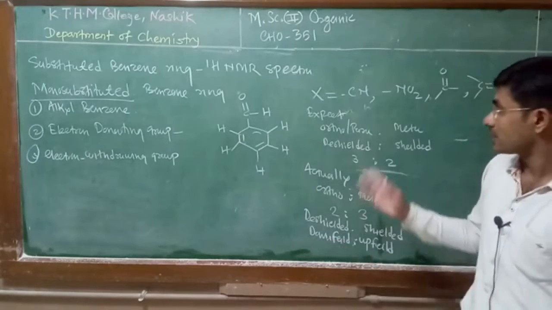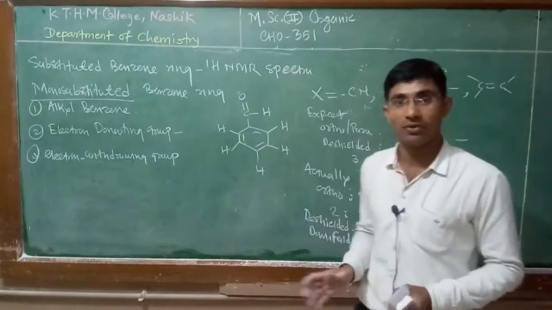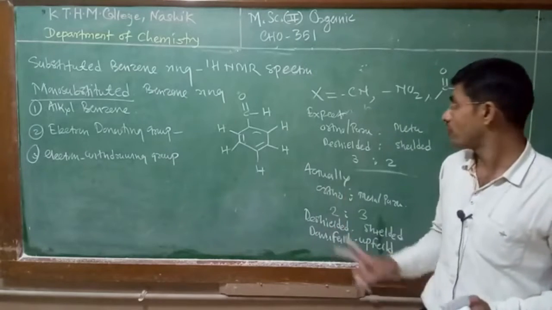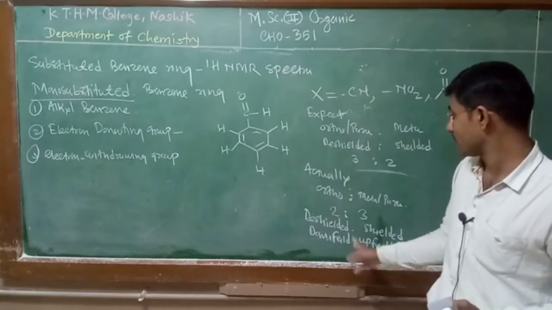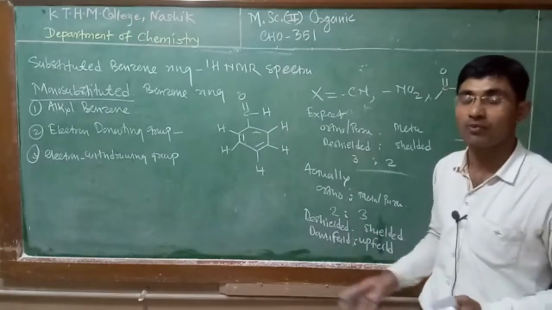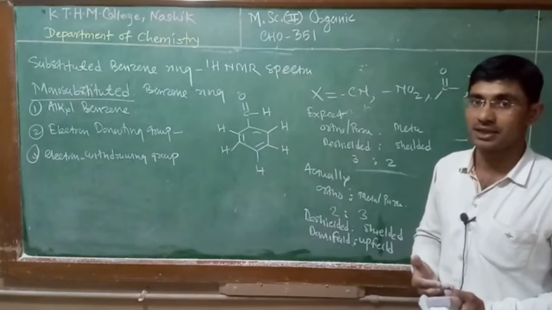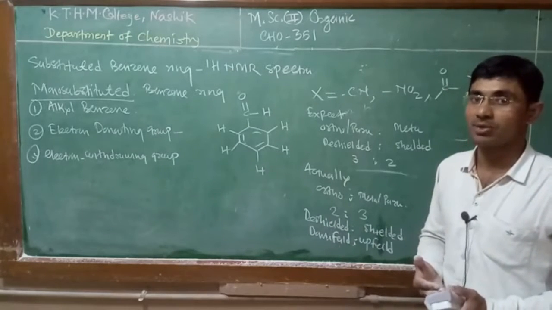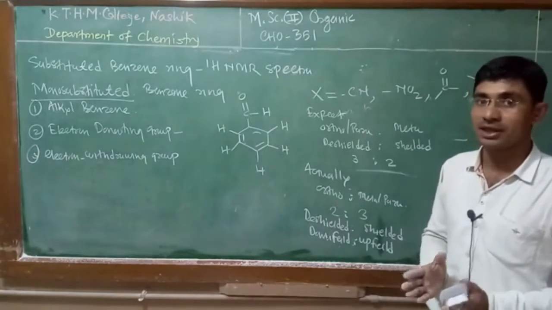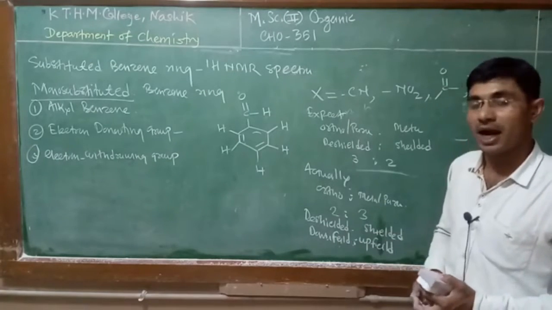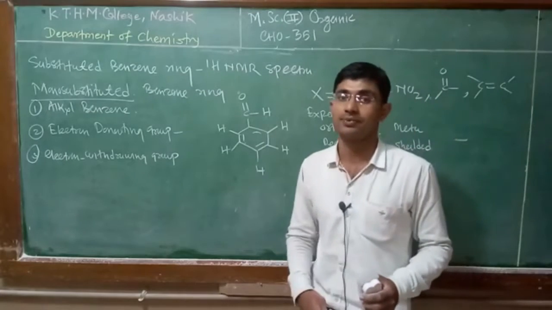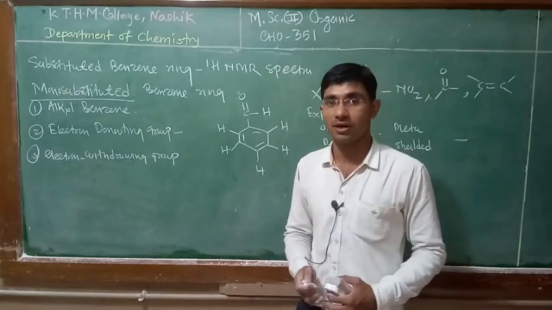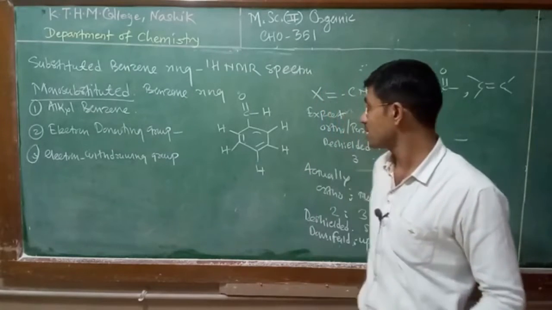So at a 60 MHz instrument also we observe these two signals: for 2 protons we observe the signal downfield, for 3 protons we observe the signal upfield. But our spectrum is second order, meaning it is not easily interpreted with the help of the n+1 rule. At a 300 MHz instrument we can easily interpret the spectrum with the help of the n+1 rule.